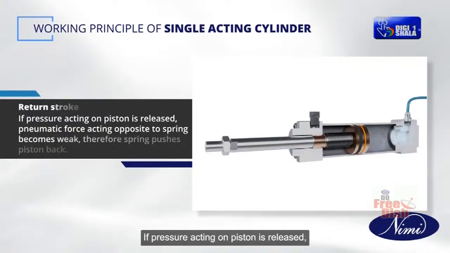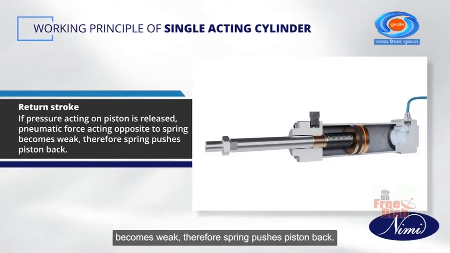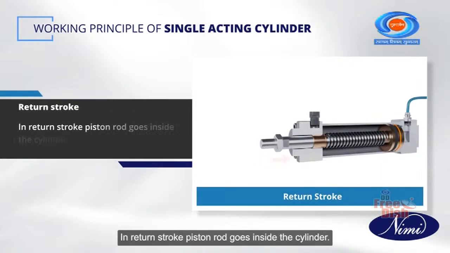If the pressure acting on the piston is released, the pneumatic force acting opposite to the spring becomes weak. Therefore, the spring pushes the piston back. This stroke is called a return stroke. In return stroke, the piston rod goes inside the cylinder.